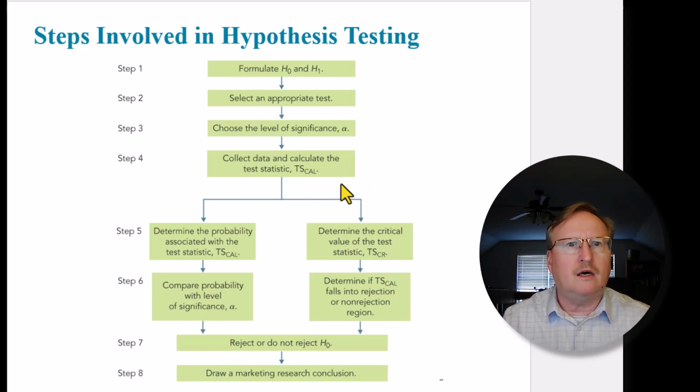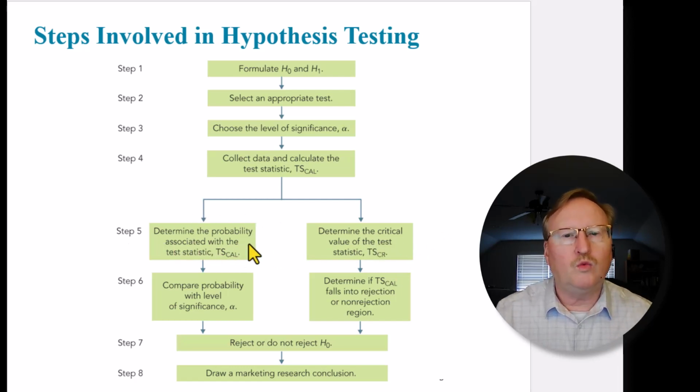Some of the books do not split here. They'll just say, determine the critical value of the test statistic over here. Determine the critical value. And so this step is step number 5. And this chart, I really like it because it says determine the probability associated with the test statistic.